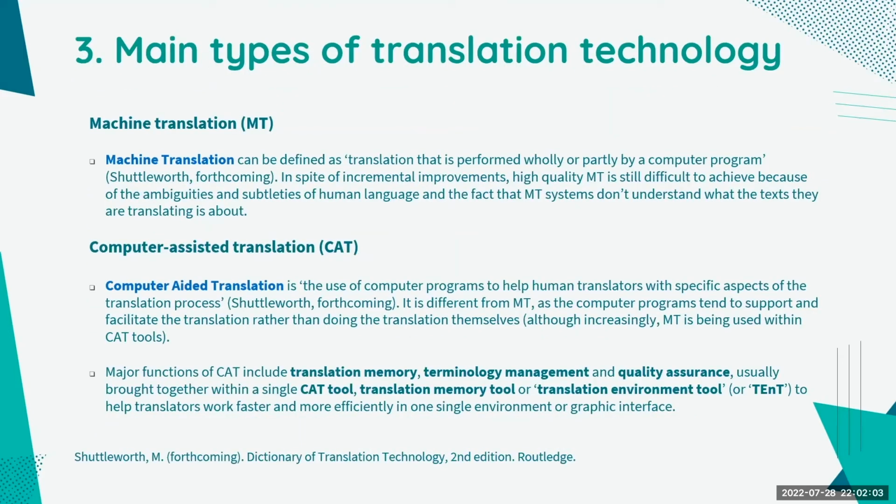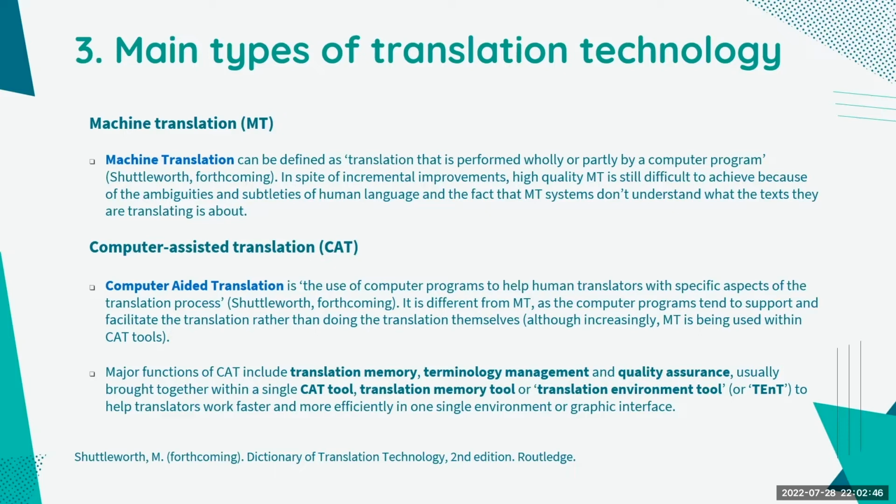So we are going to introduce the two major types of translation technology. The first is machine translation, which is defined as translation that is performed wholly or partly by a computer program. In spite of the improvement over the years, high-quality machine translation is still difficult to achieve because human language is ambiguous and subtle. So machine translation can't understand what the text means when it is translating.